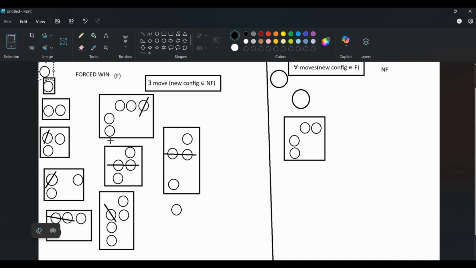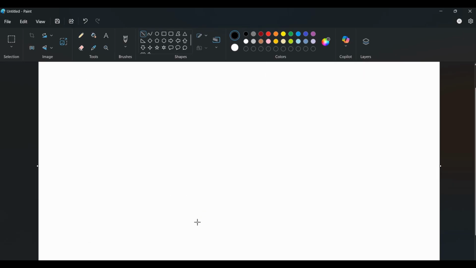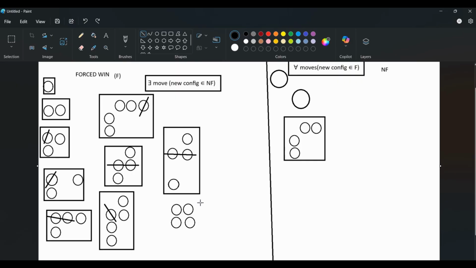What about this? Because there's symmetry, we can just analyze. If I remove one of these, then this belongs to F. If I remove two of these, then this also belongs to F. So therefore, this configuration belongs to NF. So I wouldn't want to get such a configuration because there exists a strategy that the other person can make such that I'll be forced to lose.